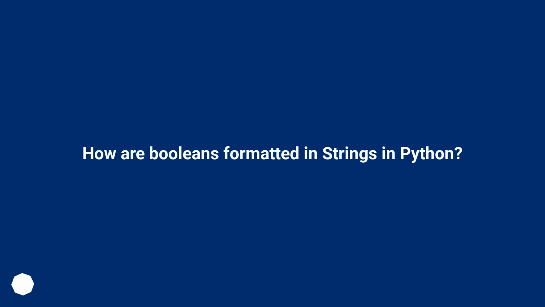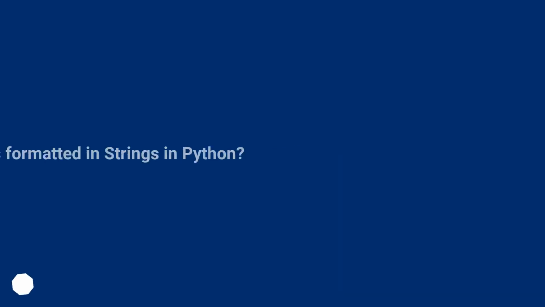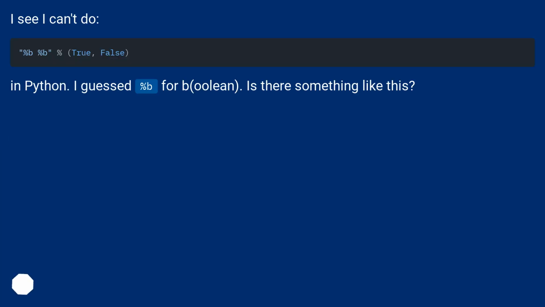How are booleans formatted in strings in Python? I see I can't do this. In Python, I guess %b for boolean. Is there something like this?